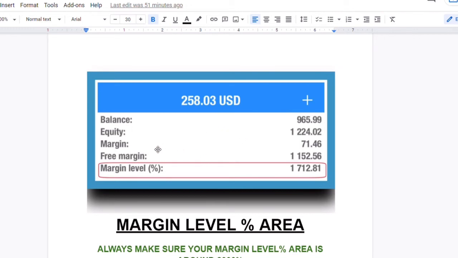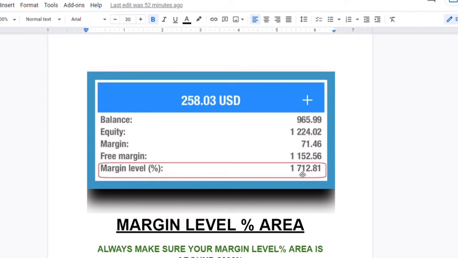But what I want you to understand and focus on is this section here, margin level percent area. Now, let's go ahead and read this here. It says always make sure your margin level percent area is around 2,000%. You see that here? It's around 2,000%. So we're at 1,700. So it's close to 2,000.